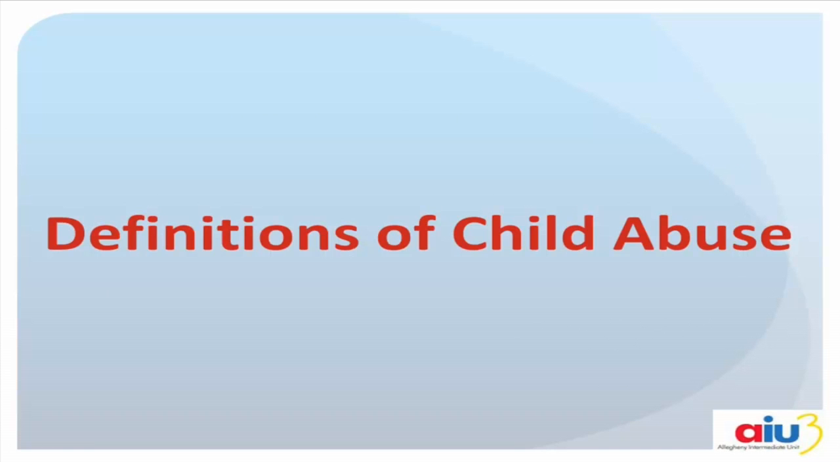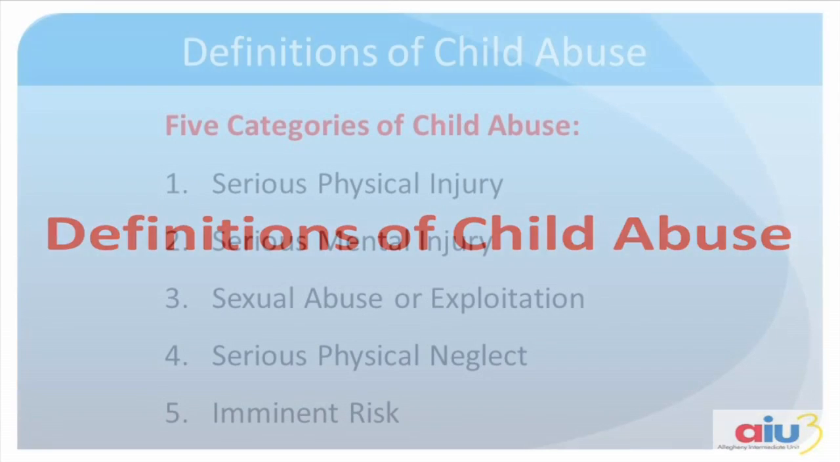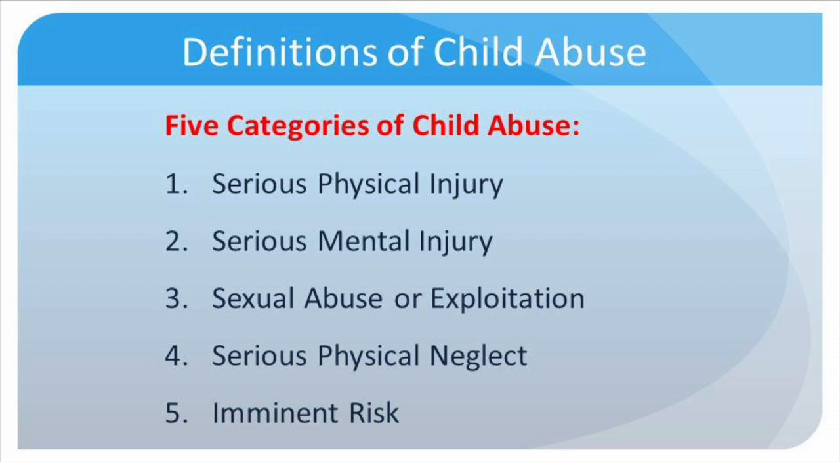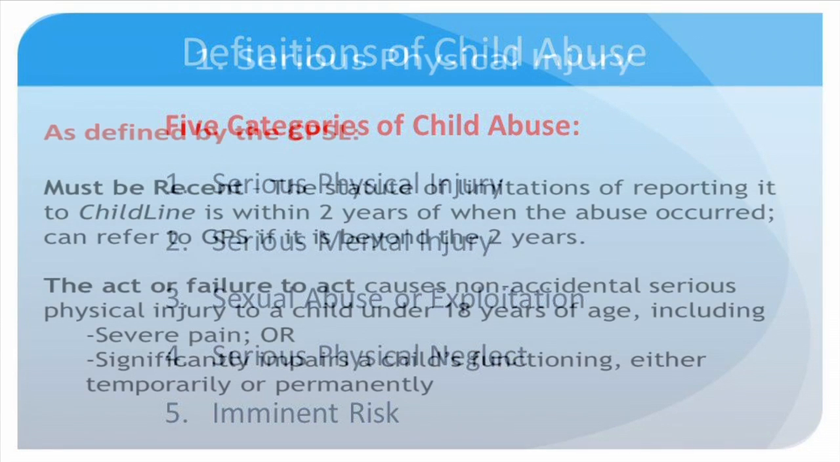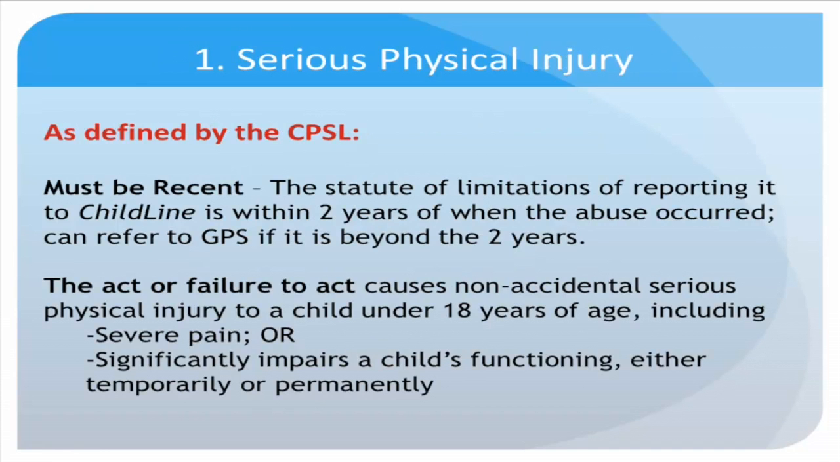Now let's look at the definitions of child abuse. CPSL defines 5 categories of child abuse. They include serious physical injury, serious mental injury, sexual abuse or exploitation, serious physical neglect, and imminent risk. Serious physical injury, as defined by the CPSL, must be recent. If you suspect abuse, you must report it.